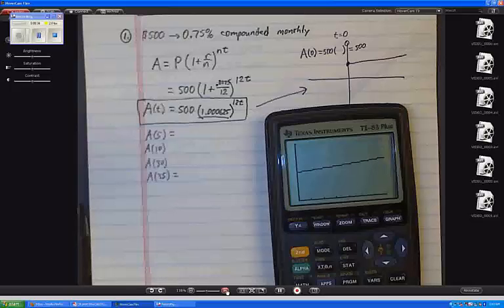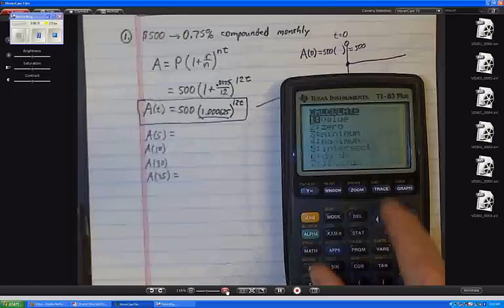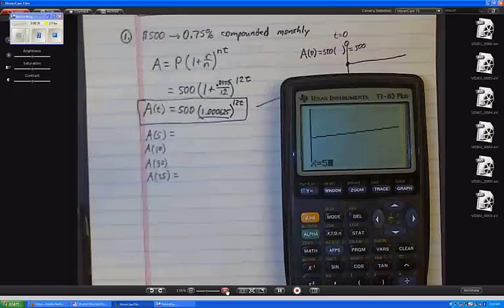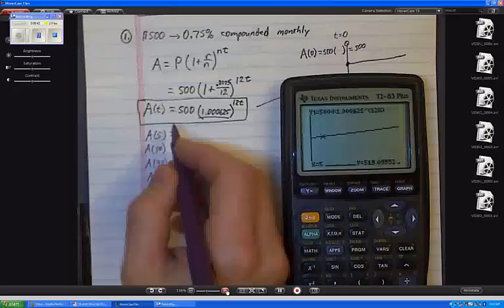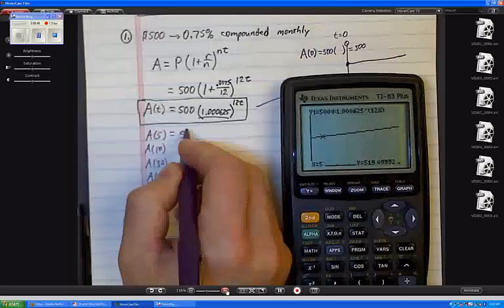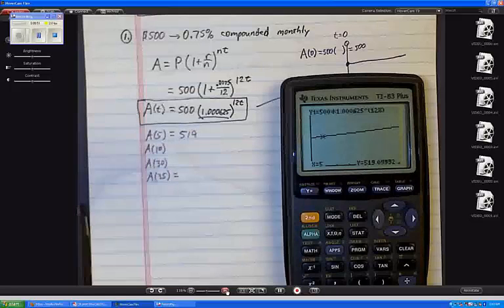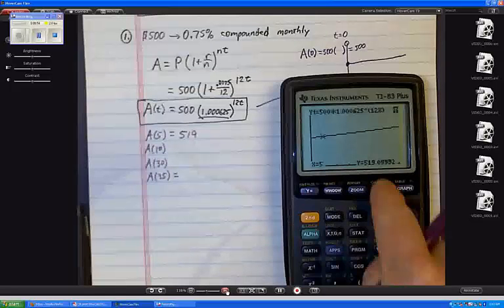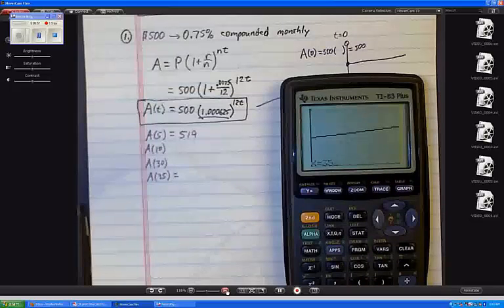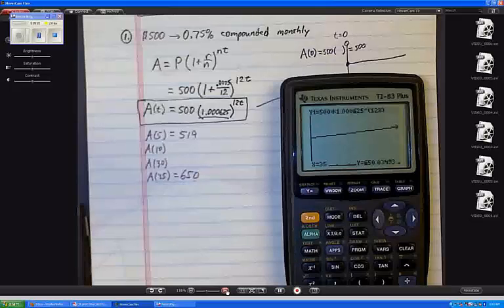Okay, so if I want A of 5, I can calculate what I get when I put in the value 5. So what does this mean? Now it says A of 5 is approximately $519, I'll just do dollars. Or I can hit second, calculate, and put in a value of 35. All right. So how do you interpret these statements? What would you say? How do you interpret what this says here?